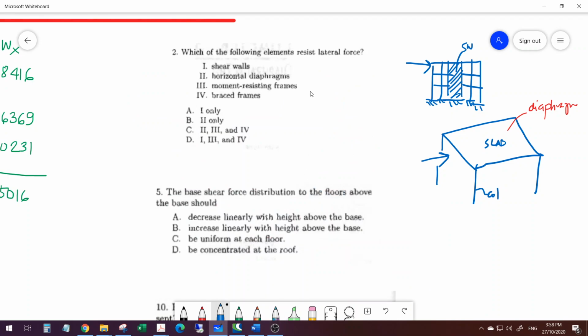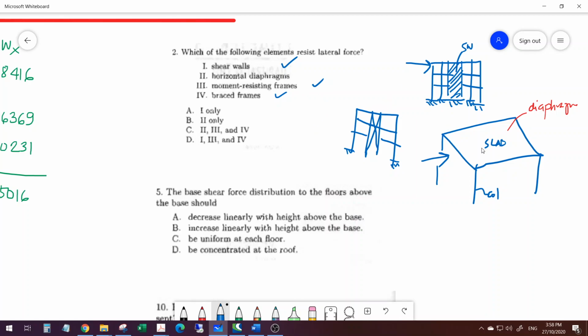How about this one, brace frame? Of course, if you don't have shear wall, if you are using steel, you can use brace frame as a lateral force resisting member. So this is also lateral force resisting.